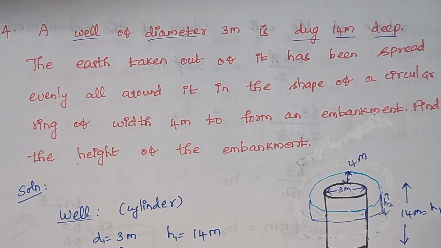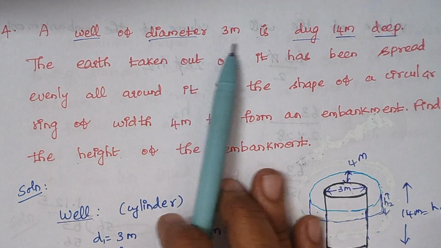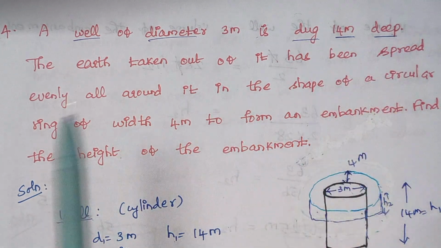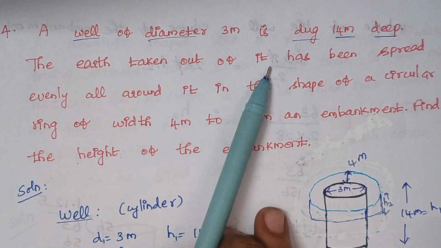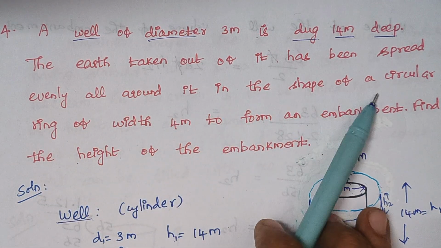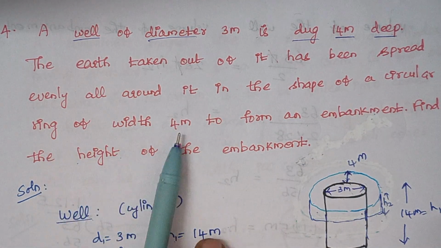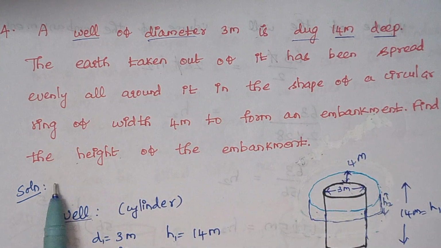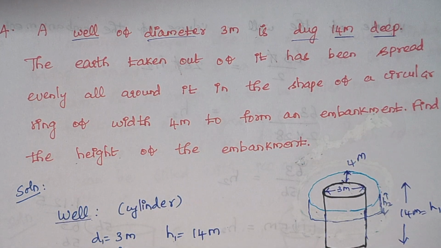Problem number 4. A well of diameter 3 meter is dug 14 meter deep. The earth taken out of it has been spread evenly all around it in the shape of a circular ring of width 4 meter to form an embankment. Find the height of the embankment.